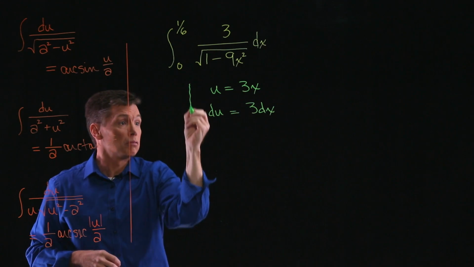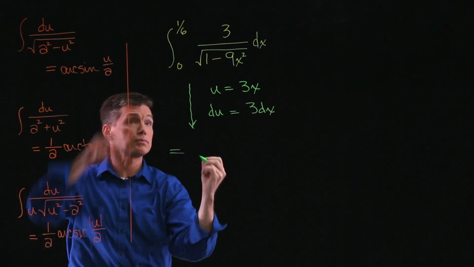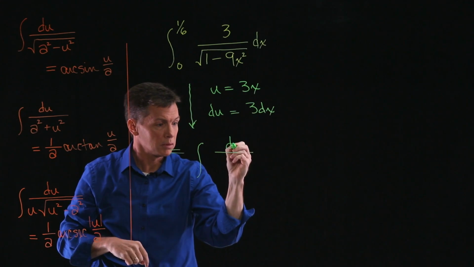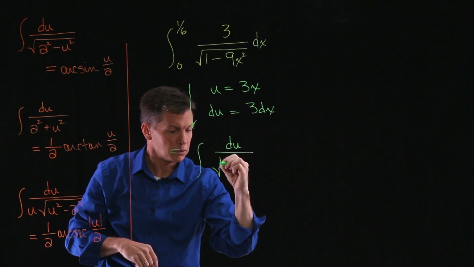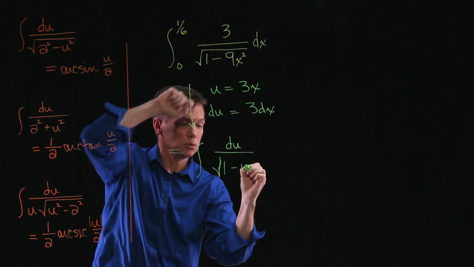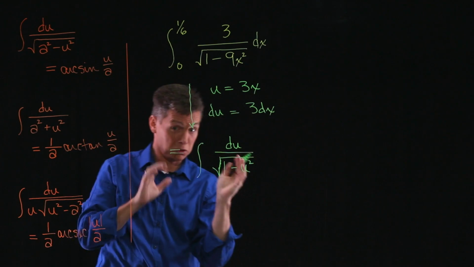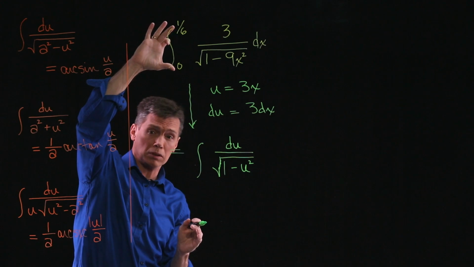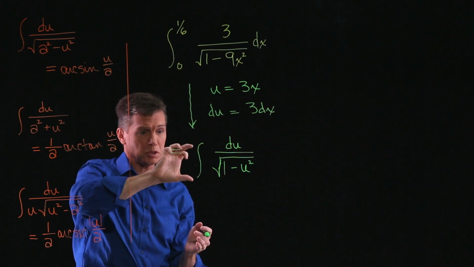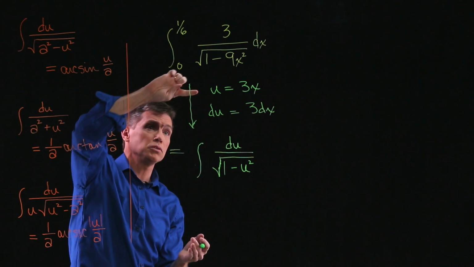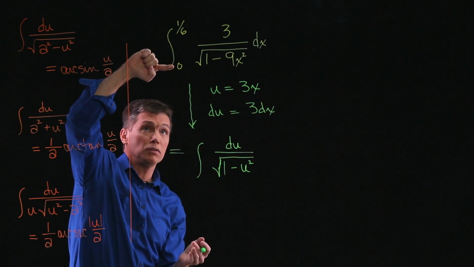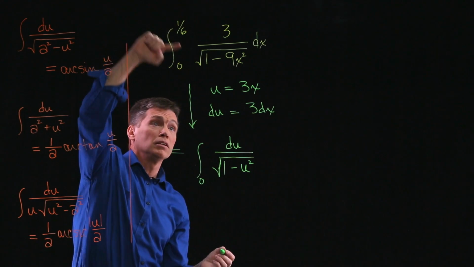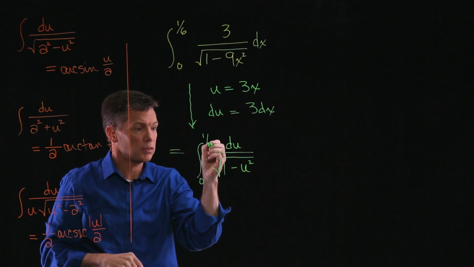Okay, now I'm ready to rewrite this integral. It equals the integral of 3dx, that's my du now, over the square root of 1 minus u squared. The 1 is still 1, 9x squared became u squared, as we discussed, which is a perfect match for this formula. And I don't want to forget, though, that this is a definite integral, so those limits of integration, they're given to me as x values. I've switched everything to u's, so make sure you have your u values. Here's your conversion factor. If x is 0 here, u equals 3 times 0, that's still 0. If x is 1/6 here, u equals 3 times that, so that's going to be a 1/2 here.